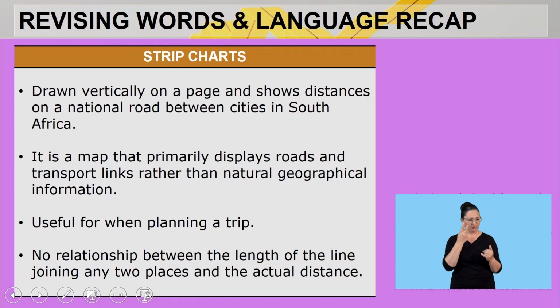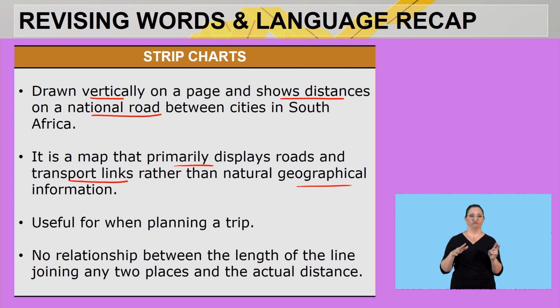So in today's lesson, we've looked specifically at strip charts as well as elevation maps. We established that the important things to take with you from today's lesson is that a strip chart is drawn vertically on a page, and it shows distances on a national road between cities in South Africa. It is a map that primarily displays roads and transport links rather than natural geographical information. This specific map, the strip chart, is useful when planning a trip.